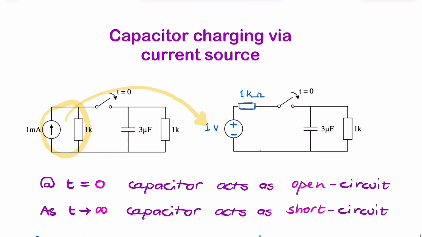The important thing is to note that initially the capacitor behaves as an open circuit, and you can treat this as a normal DC circuit, and you can find this potential using Ohm's law or potential divider.